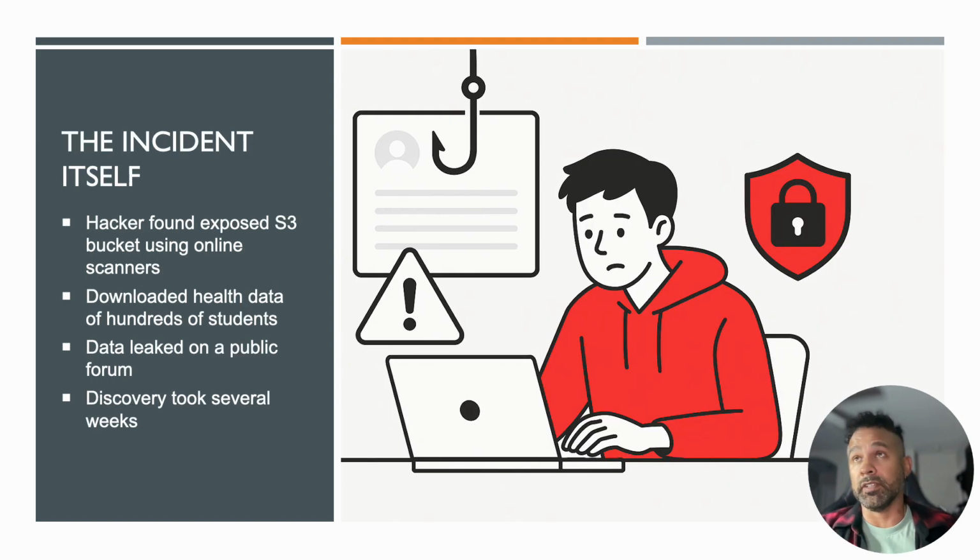So, going into more detail, this is what happened. The attackers found exposed buckets using automatic scanning tools, and they downloaded the health data of hundreds of students. That's kind of stupid, but that's what they did, and they leaked it to a public forum. This is why it's crucial to have some logging system that can trace the data. In this case, they couldn't detect this activity from the hackers because there wasn't anything to alert.